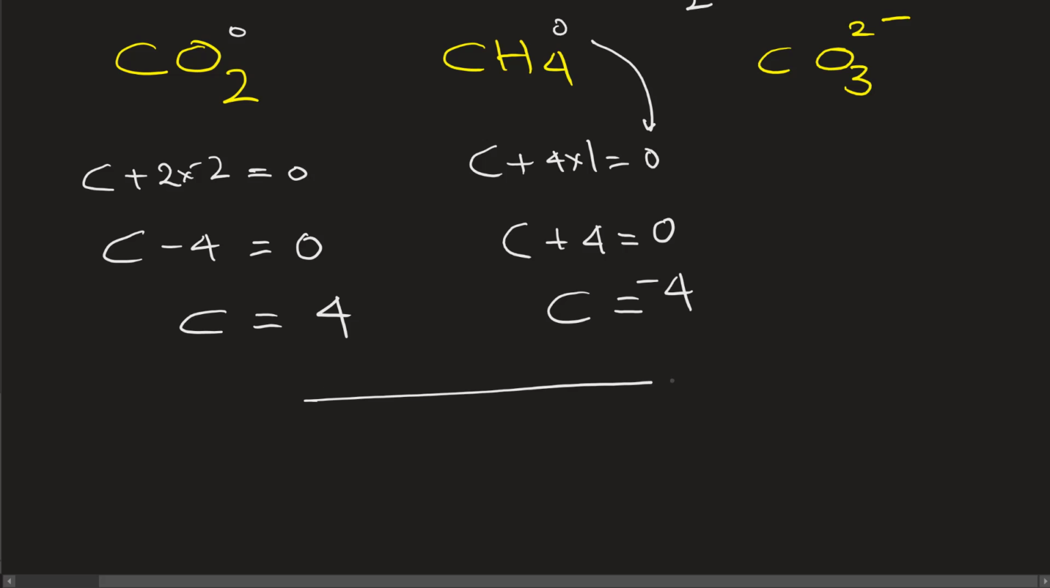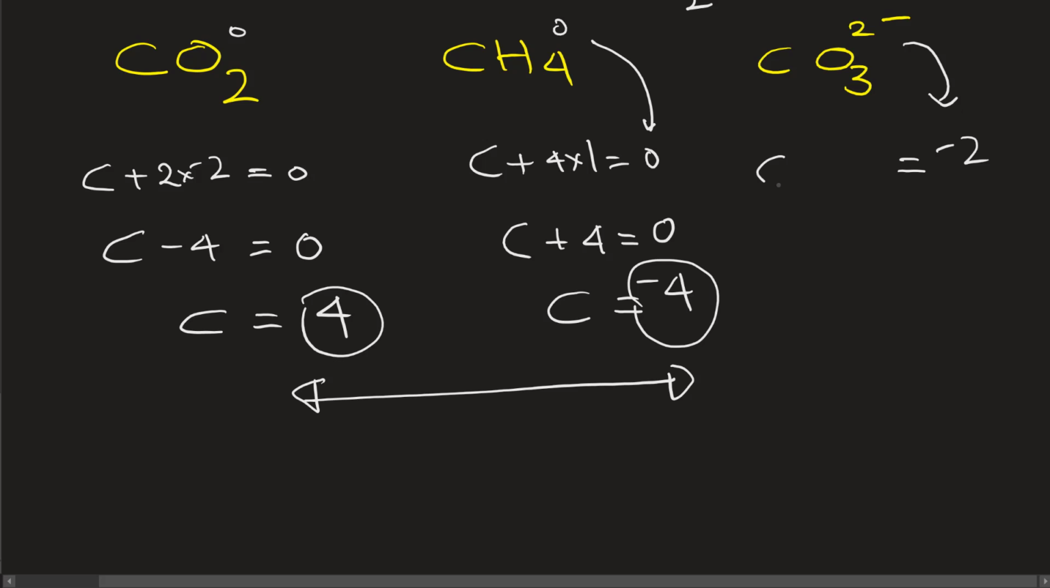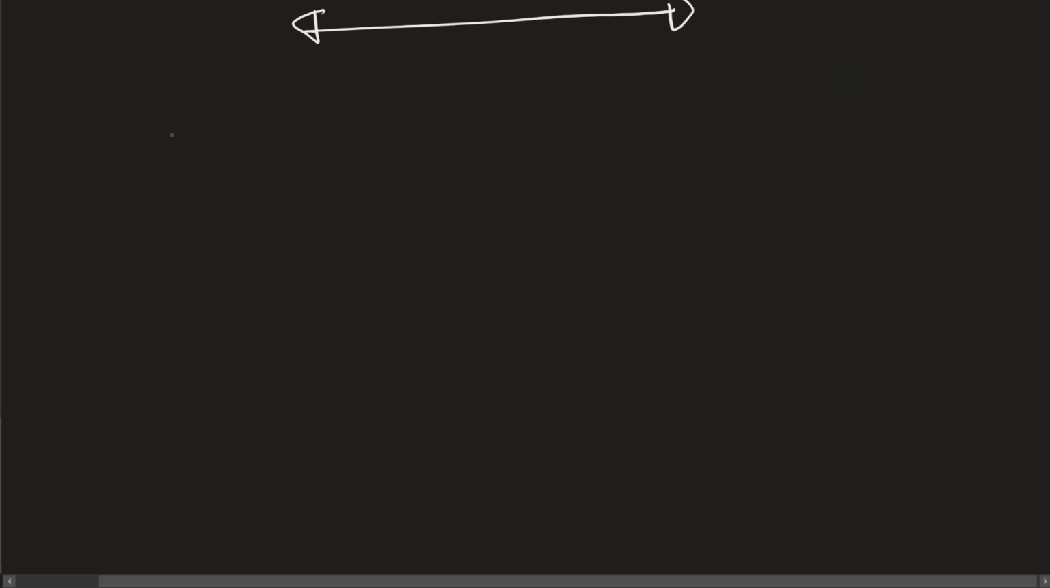CH4, hydrogen has +1, so therefore C plus 4 = 0, that means C is -4. This is the full range carbon can have, +4 to -4. So the carbonate will be calculated to +4, that means it's fully oxidized. So that's for a few carbons.